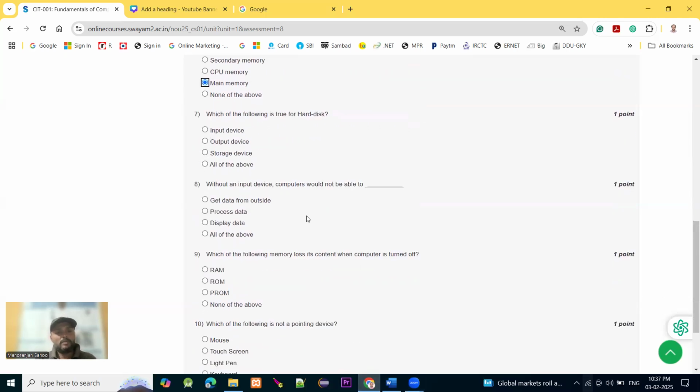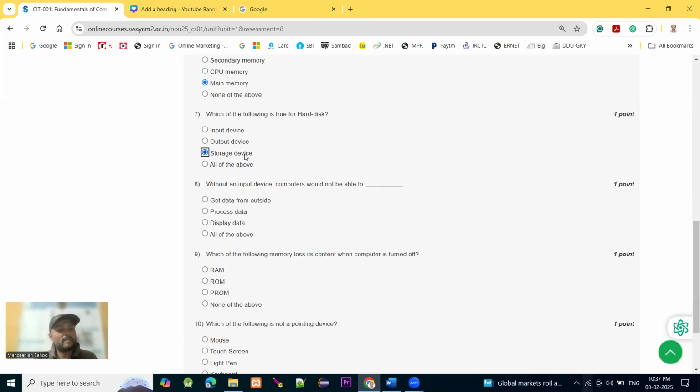Moving to question number 7, which of the following is true for hard disks? So what is a hard disk? A hard disk is a storage device. Why is it not an input device? Because what is an input device? The device through which you give instructions to the computer to perform a specific task is known as an input device, like the mouse and keyboard.